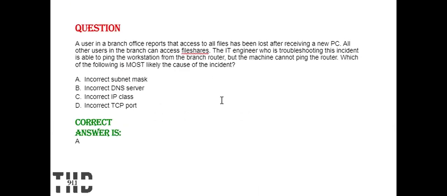A user in a branch office reports that access to all files has been lost after receiving a new PC. All other users in the branch can access file shares. The IT engineer troubleshooting this incident is able to ping the workstation from the branch router, but the machine cannot ping the router. Which of the following is most likely the cause of the incident? Option A, incorrect subnet mask. Option B, incorrect DNS server. Option C, incorrect IP class. Option D, incorrect TCP port. The correct answer is option A.